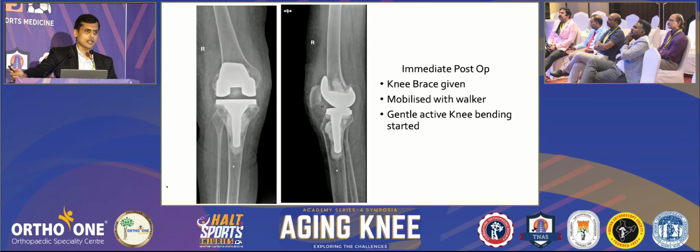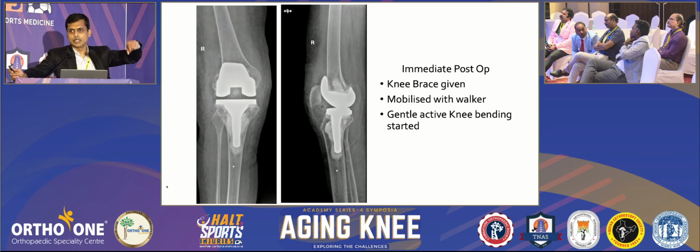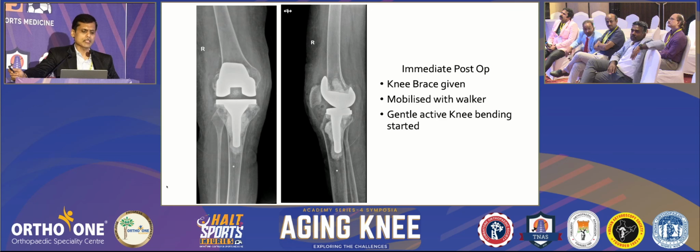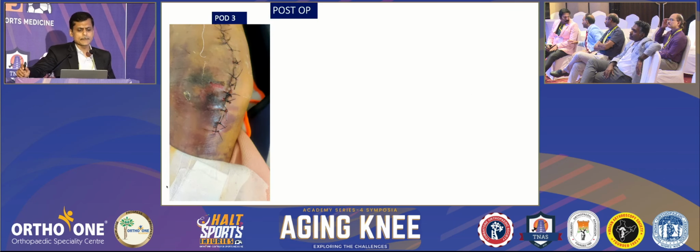Because of the osteoporosis, the bone was almost like a powder. So I just added a stem on the tibial side, and on the femoral side I didn't have any issue. So this was POD 3.